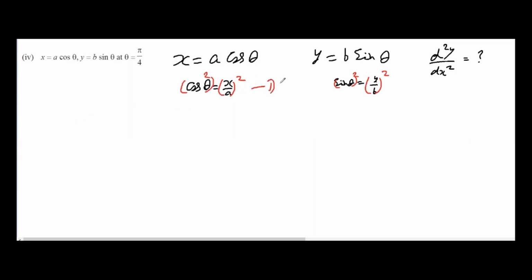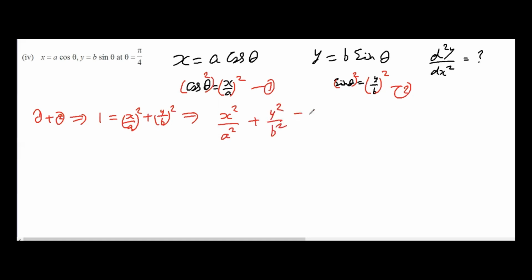So call this equation 1 and this equation 2. If you add equation 1 plus equation 2, sin square theta plus cos square theta will be 1. And here you will get x by a the whole square plus y by b the whole square. Oh no, here it will be x square upon a square plus y square upon b square is equal to 1. Now theta is not there, you only have x and y.